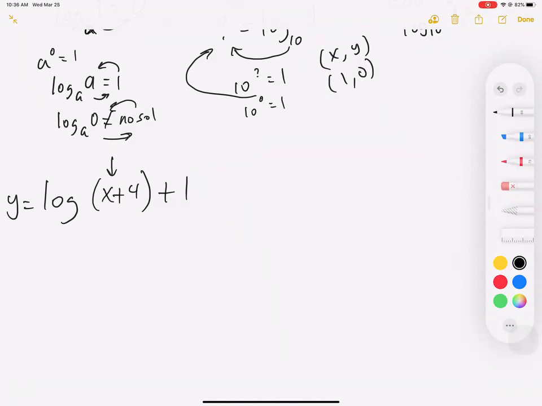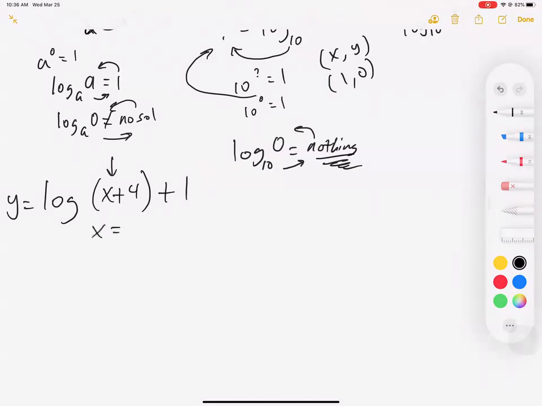We can't have -4, because -4 plus 4 is 0, and we can't have log equal to 0. Again, log of 0, whatever base you have, let's say this is 10, 10 to what exponent is 0? Nothing.